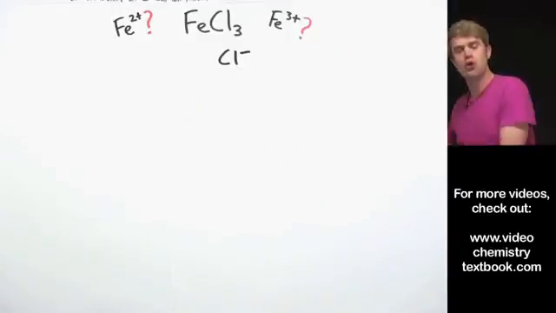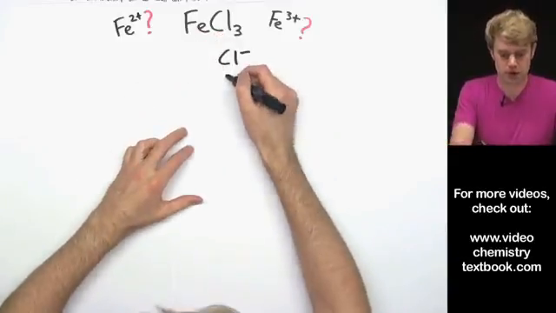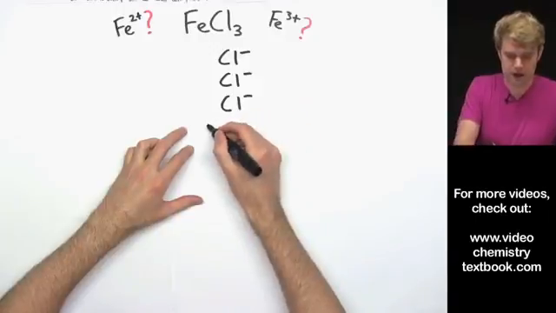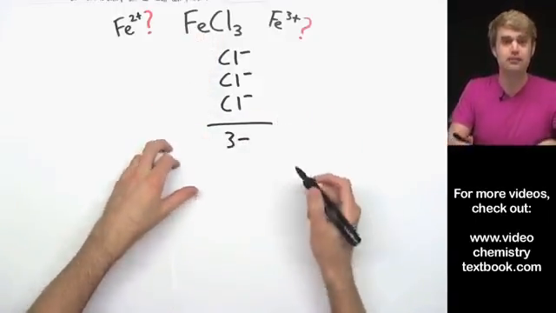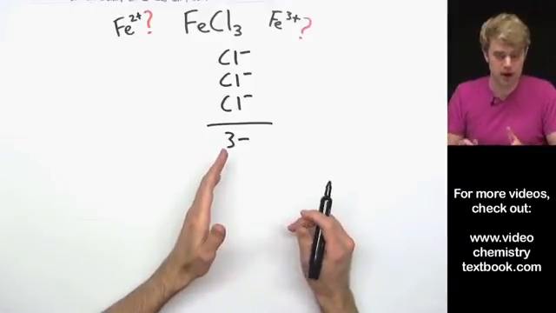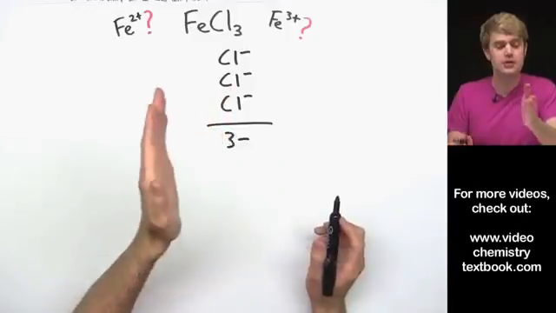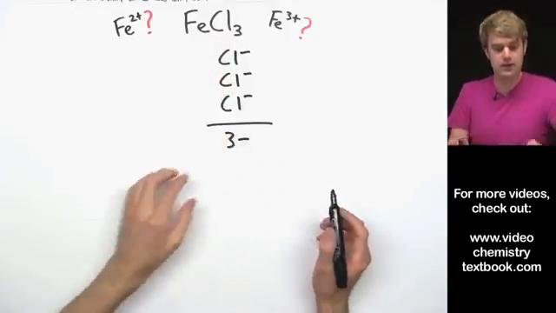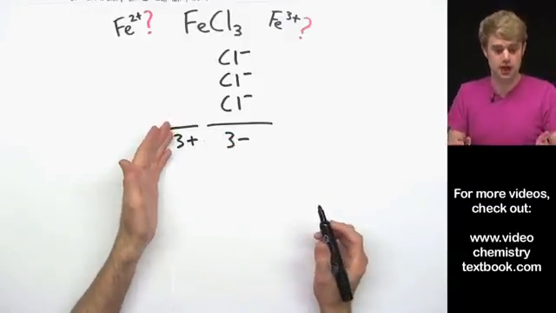Now, how much total negative charge do we have here? We have 3 Cls, so that's 1, 2, 3. And since we have 3 of them, the total amount of negative charge is going to be 3-. Now, in an ionic compound, the negative charge always has to balance out with a positive charge. So if we have 3- on this side, we've got to have 3+ on this side.